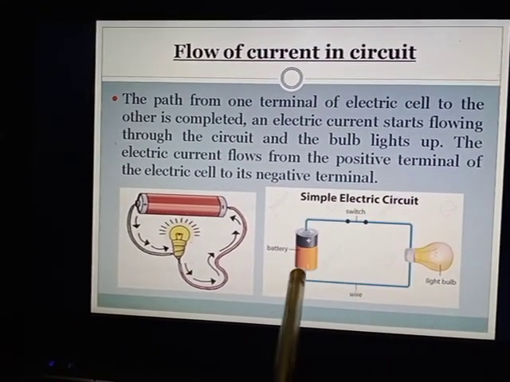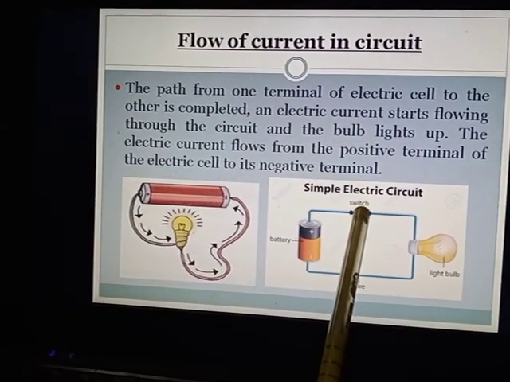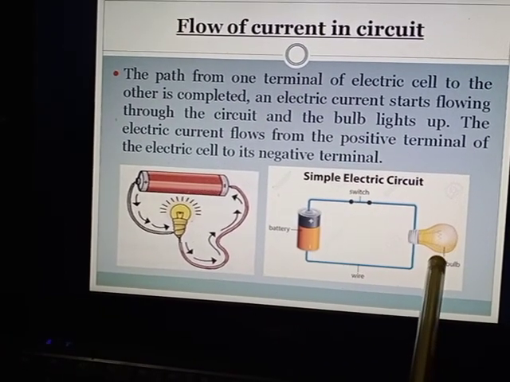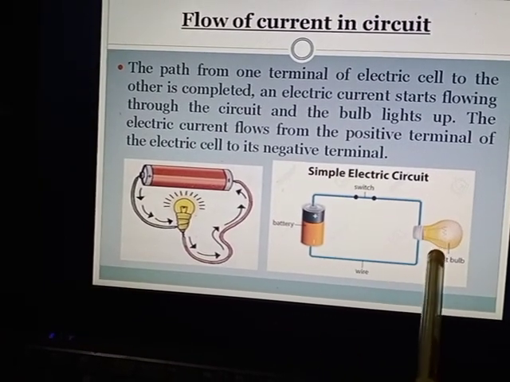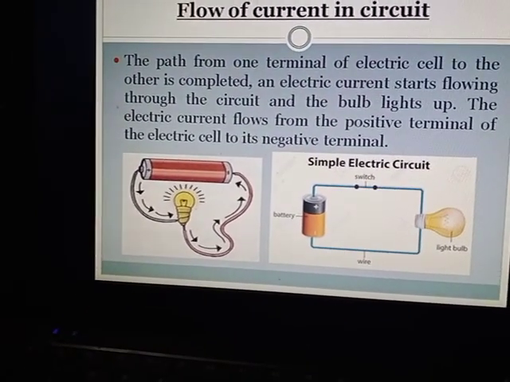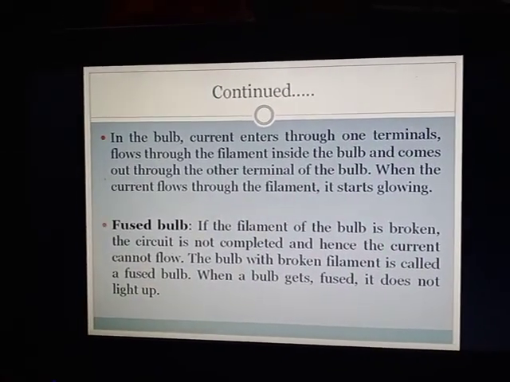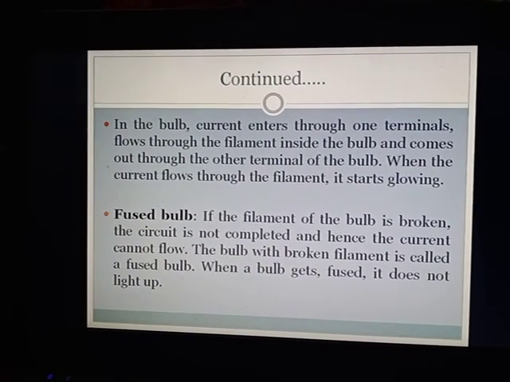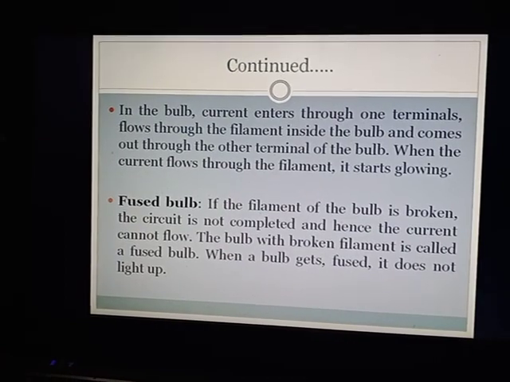This is a simple electric circuit. Here it is a battery, switch, light bulb and a wire. If we close the switch, then the circuit gets closed and the bulb will light up. If we open the switch, the bulb will not glow because the circuit gets incomplete or broken. In the bulb, current enters through one terminal, flows through the filament inside the bulb and comes out through the other terminal of the bulb, and when the current flows through the filament, it starts glowing.